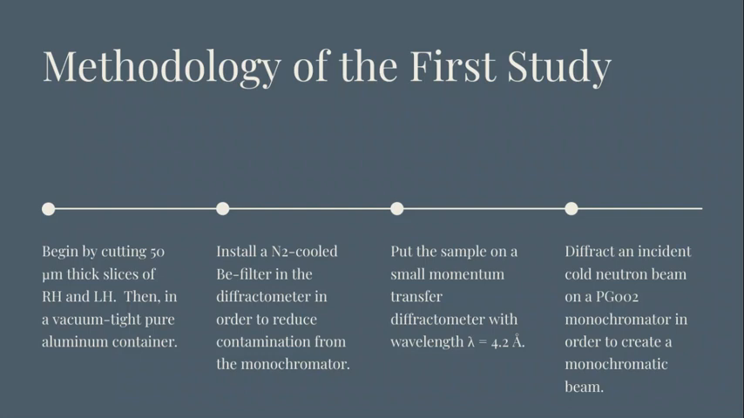After the sample was in place, an incident cold neutron beam was diffracted on a PG002 monochromator in order to create a monochromatic beam, and a nitrogen-cooled beryllium filter was installed before the sample in order to reduce contamination from the monochromator. The beam was collimated before and after in order to ensure an accessible region of momentum transfer Q down to 0.06 angstroms.